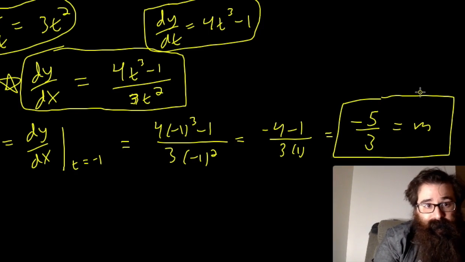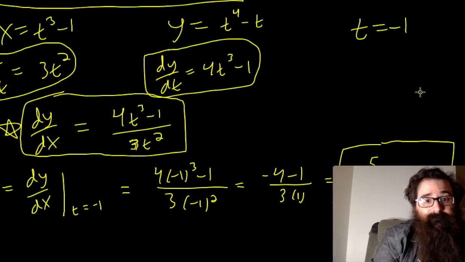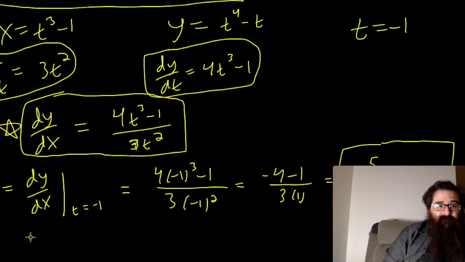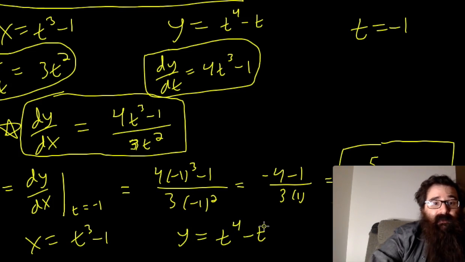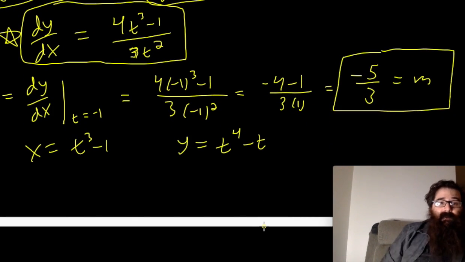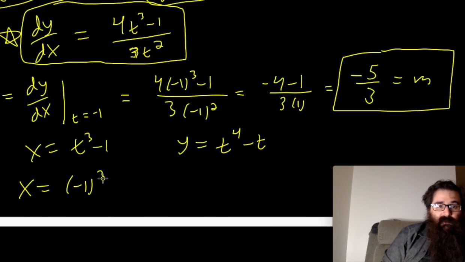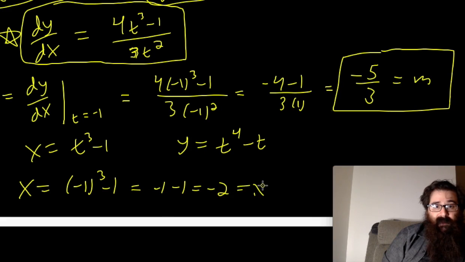Also, I want to find x and y. We have that x is equal to t cubed minus 1, and y is t to the fourth minus t. I want to plug -1 in for t. I can find my point just by plugging that in. So if I plug -1 in for t, I get -1 cubed minus 1, which is -1 minus 1, which is -2 for x.